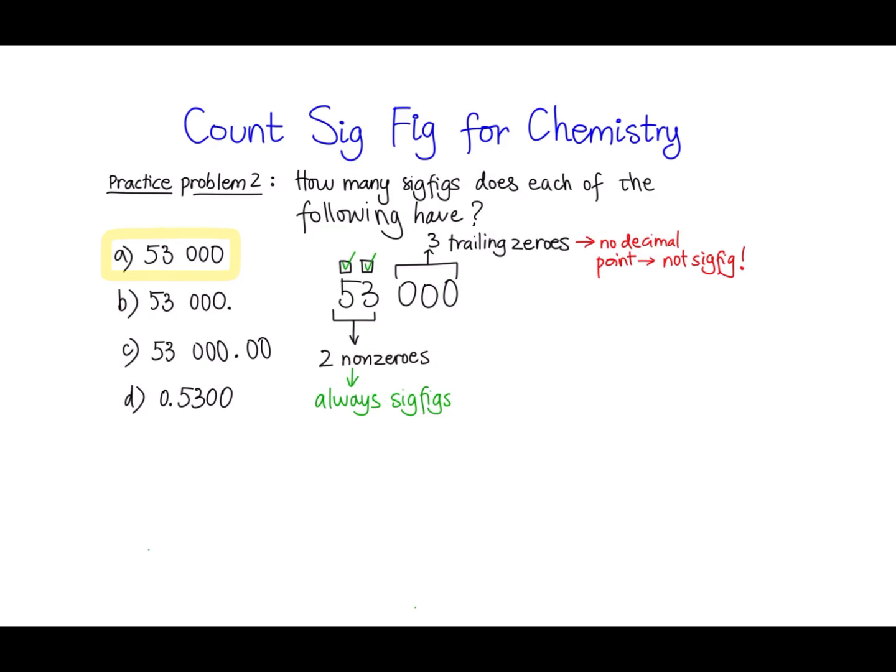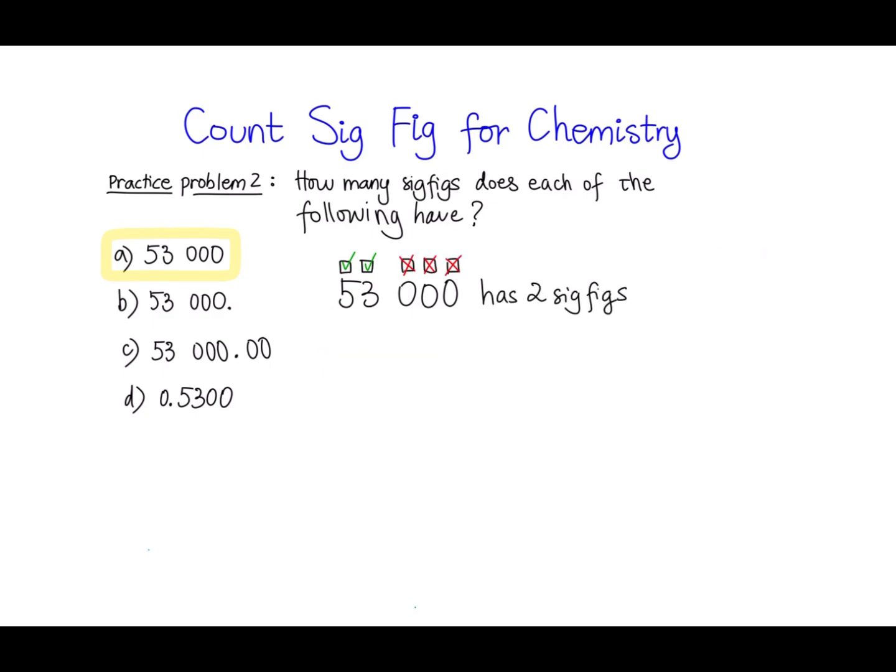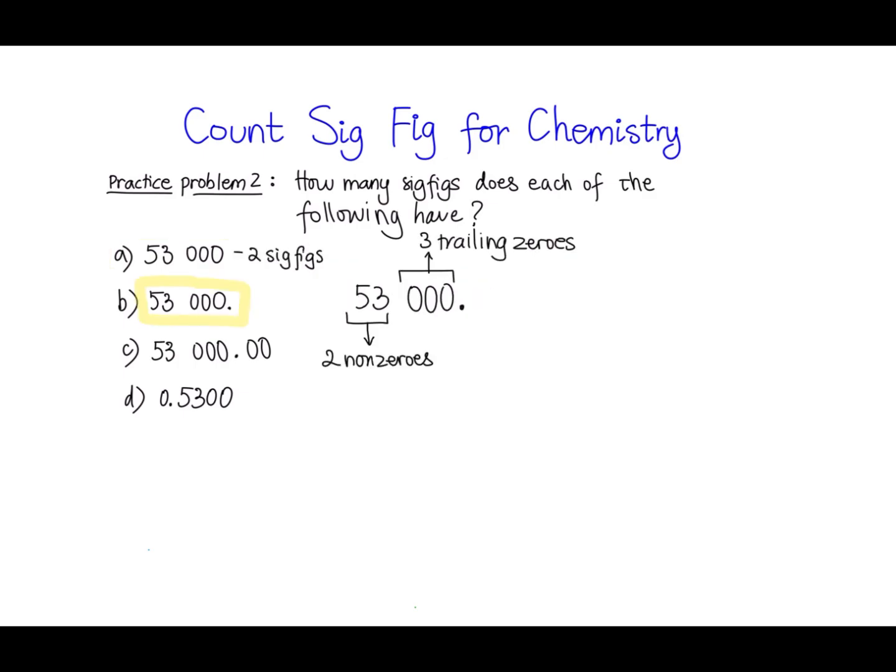And for the 3 trailing zeros, in this number there is no decimal point, so these 3 trailing zeros are not considered sigfigs. And so in total, you'll say that 53,000 has only 2 sigfigs. Moving on to part B, here we are counting sigfigs for 53,000 with a decimal point. Again, there are 2 non-zeros, the 5 and 3, and 3 trailing zeros.